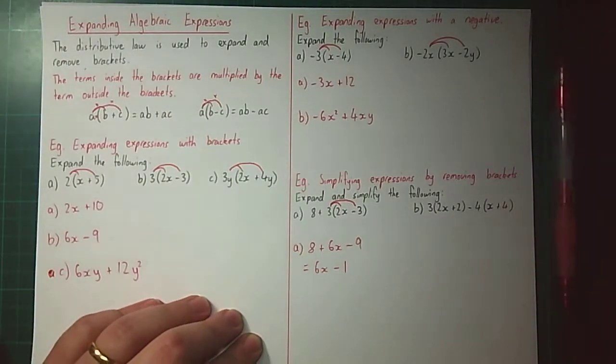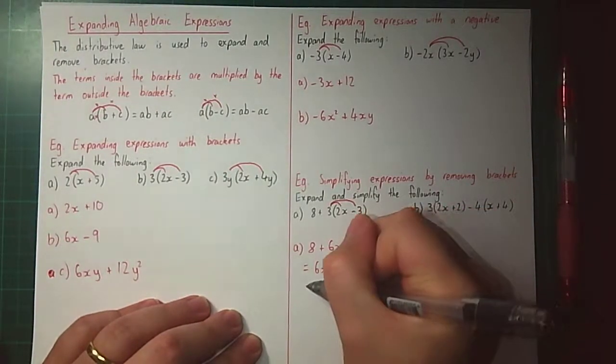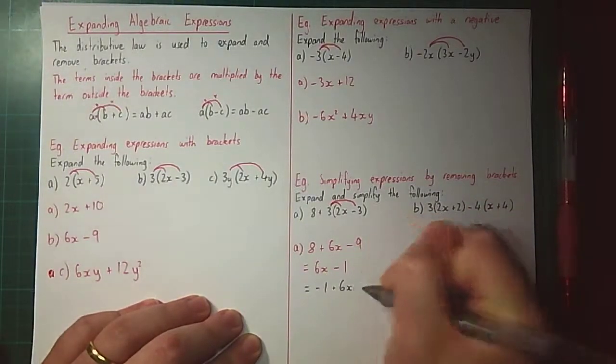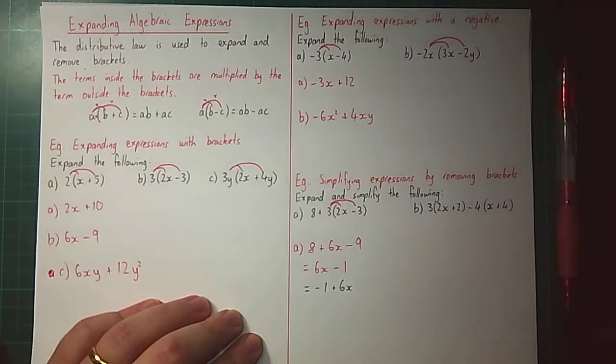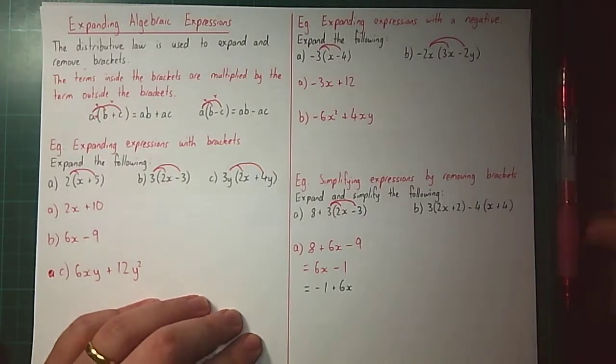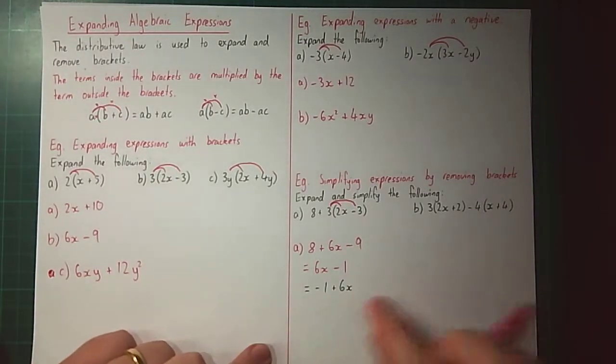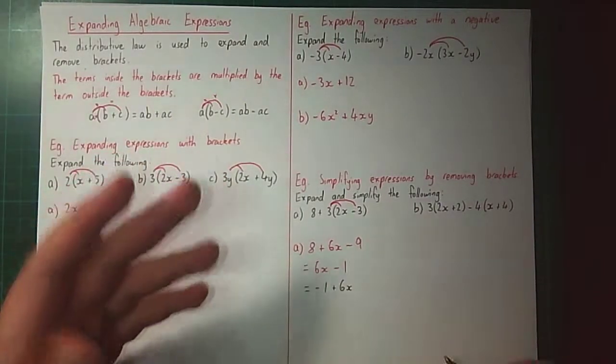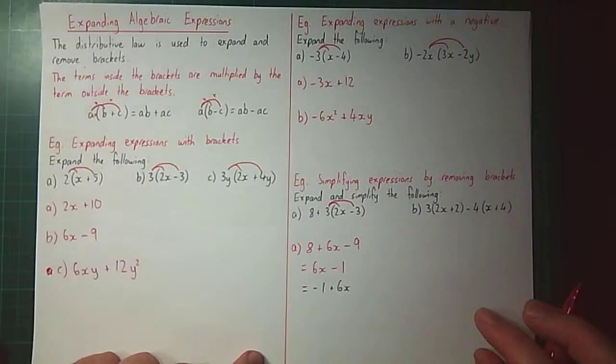If you were to write the answer like this, minus 1 plus 6x, that's also correct. It's just a different order. But for good practice, we like to put the terms in alphabetical order with whole numbers at the end. But as long as the numbers are there, it's still correct.